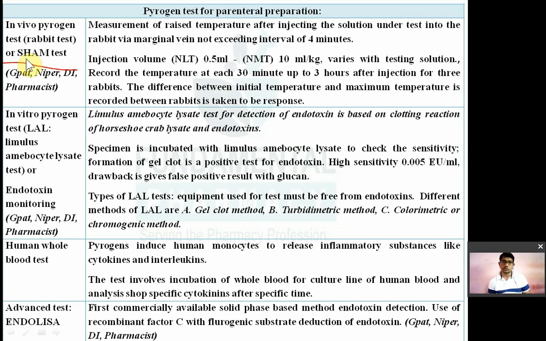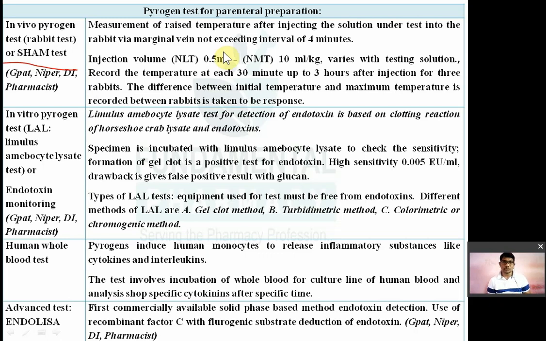Okay, now how can you test? You have to inject your product into the rabbits, and you have to measure the temperature after a specific time interval. If there is an increased body temperature in the rabbit, that means your product has pyrogens. If there is no increased temperature in the rabbits, that means your product will not have pyrogens.